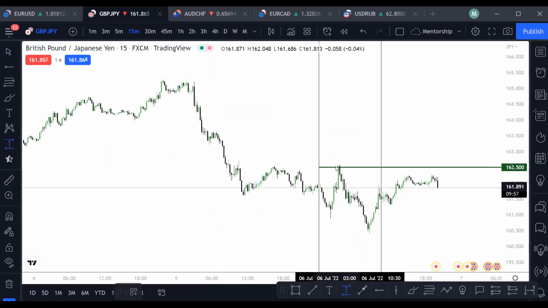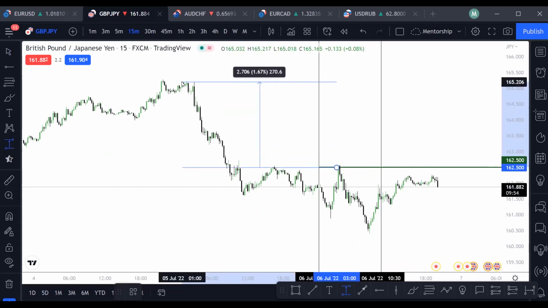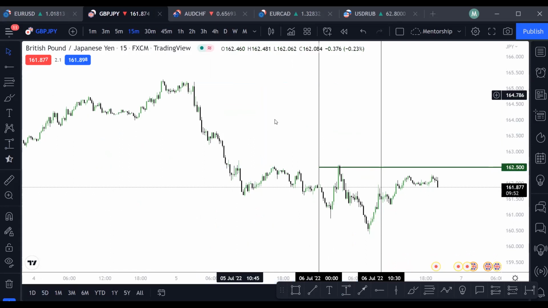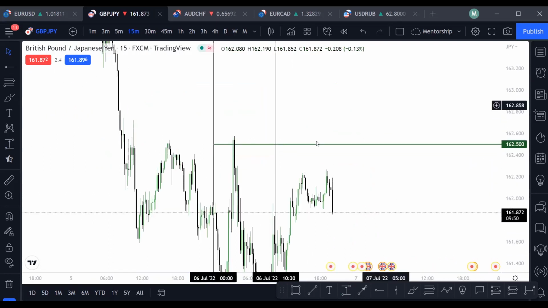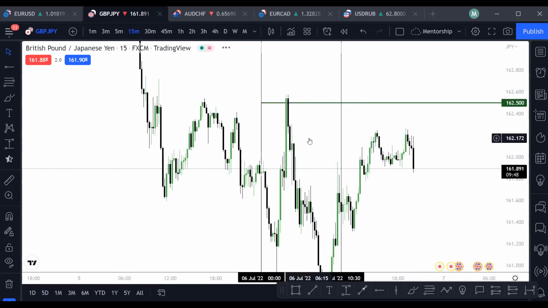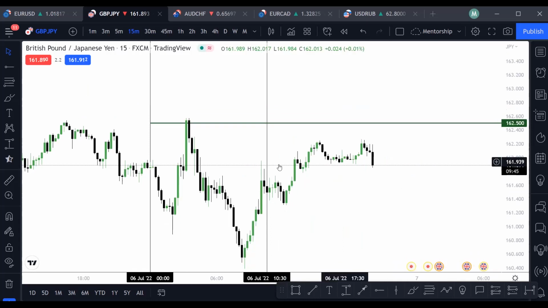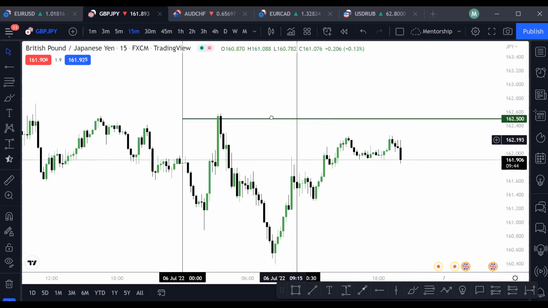How many pips are these? These are 260 something pips, and they are folks like the other ones I don't want to mention. They are really capable of doing that. Okay, jokes aside, I love joking sometimes.